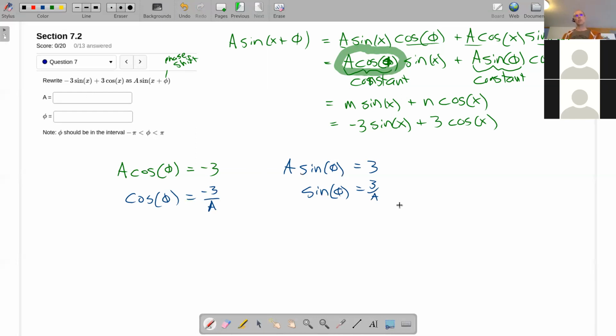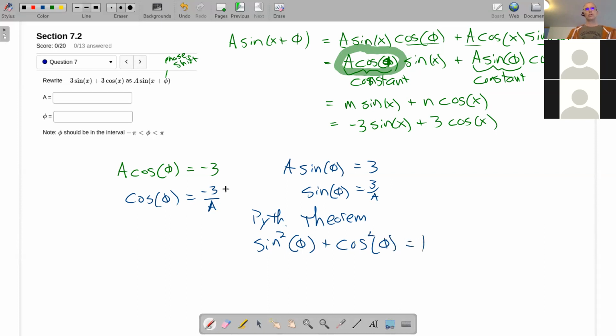And to put all this together, we're just going to think about the Pythagorean theorem, which says sine squared of an angle plus cosine squared of the angle always has to be 1. So now my cosine is -3 over A, so I'd write that like that, squared. And this one would be 3 over A, squared, because that's what the sine and cosine are equal to. That sum has to be 1. So now I can solve for A.